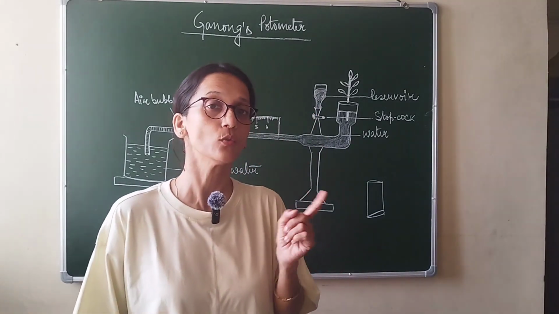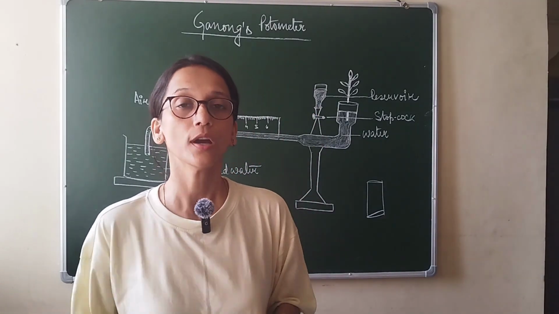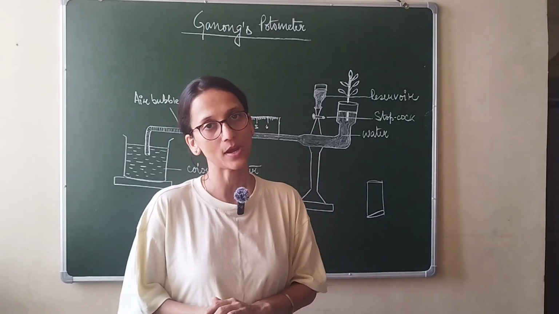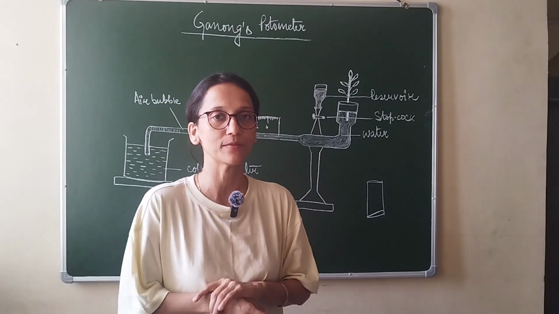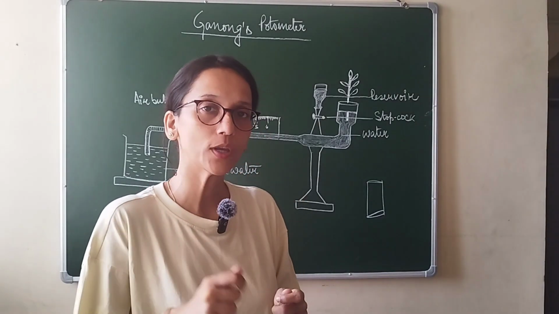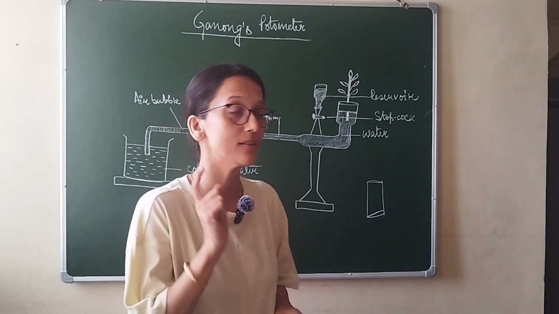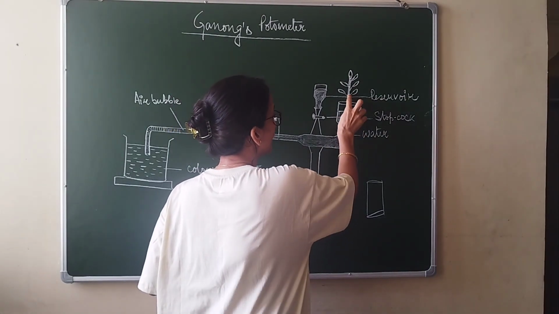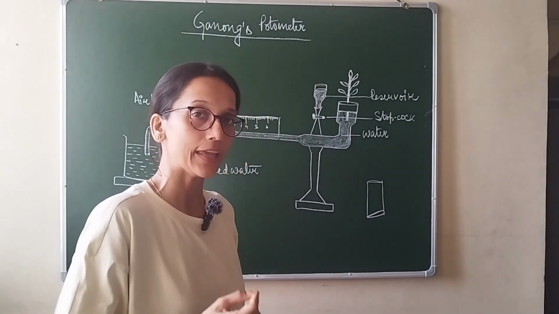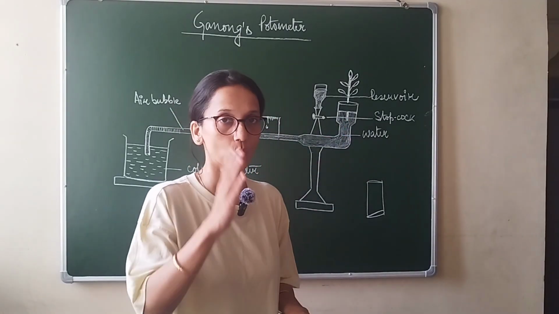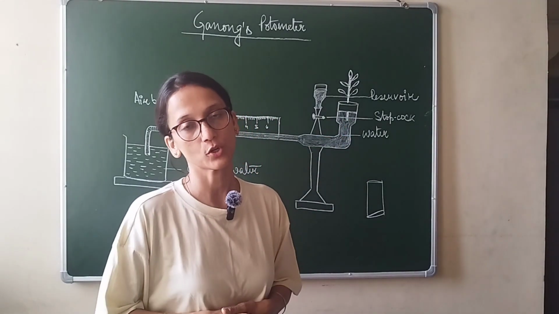And one more thing, when you cut this small twig, you have to do it underwater. You already know why, because in my last experiment I told you that when you cut the twig underwater, you ensure that no air bubble can enter the twig, because if air bubbles enter the twig, they are going to hinder the absorption of water by the twig.